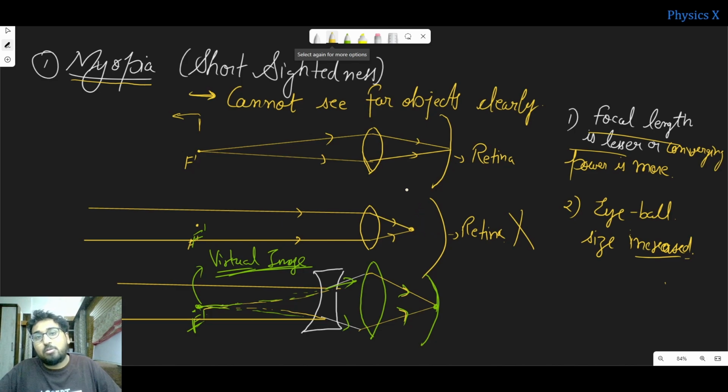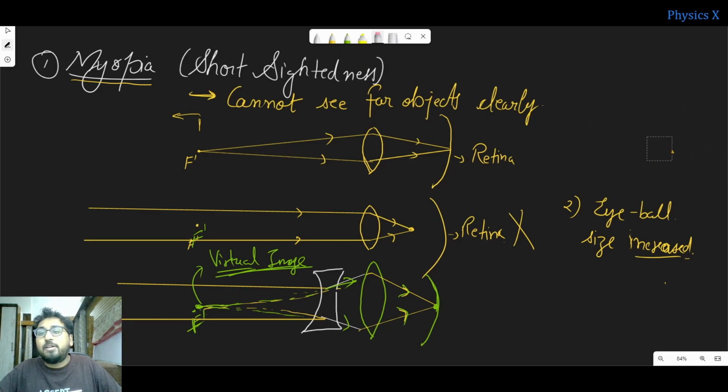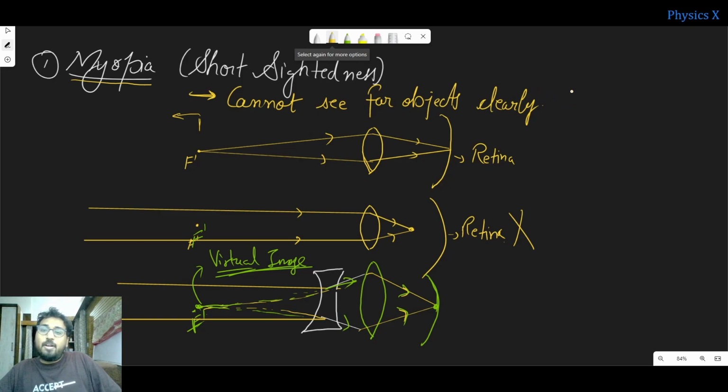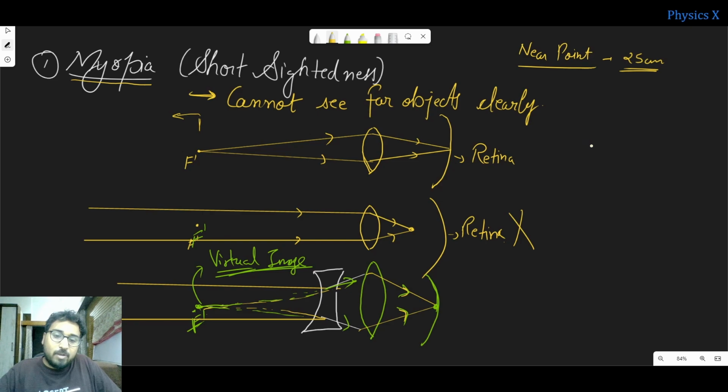So that can be also one of the reasons. So these are the two reasons which can result in a myopic eye. Now we need to understand that sometimes numerical questions will be asked on this topic. You know that the normal near point of the human eye is 25 centimeter. For a myopic eye, questions will be asked like: suggest the power of the lens which is suitable for correcting this myopic eye.